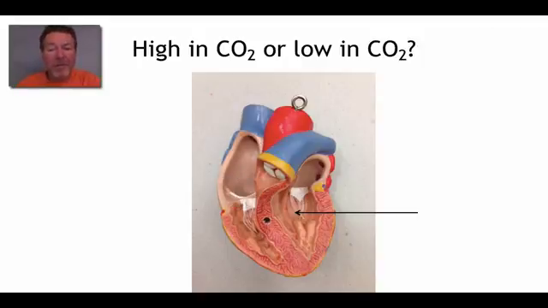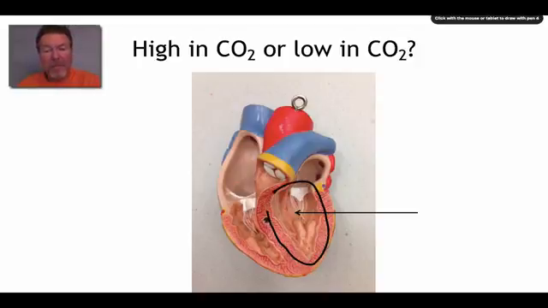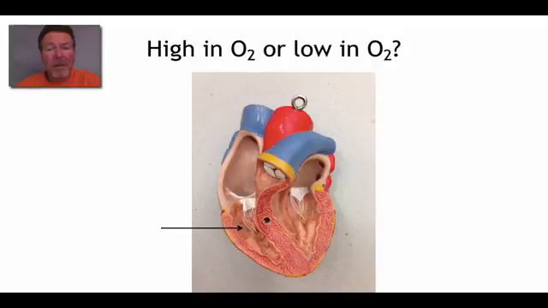All right, the next question. Is this chamber here, this one down here, high in carbon dioxide or low in carbon dioxide? Think about where the blood's coming from, where it's going. That might help you. But you know, is that high in carbon dioxide or low in carbon dioxide? Next question. Is this chamber here, this one right here, high in oxygen or low in oxygen? Again, think about where it's coming from, where it's going, and see if you can figure it out. High in oxygen or low in oxygen?